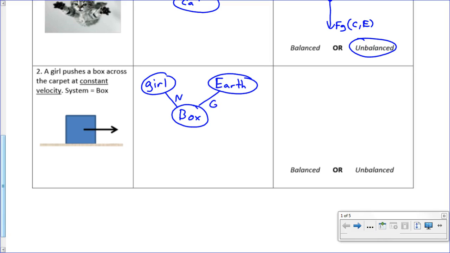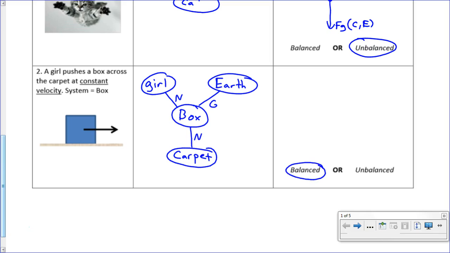All right, then additionally, the carpet is going to have a normal force there because the two surfaces are pushing against each other, and that's what makes a normal force occur. All right, and you might think that those are your only three forces. However, it's constant velocity, which means that the forces need to be balanced.